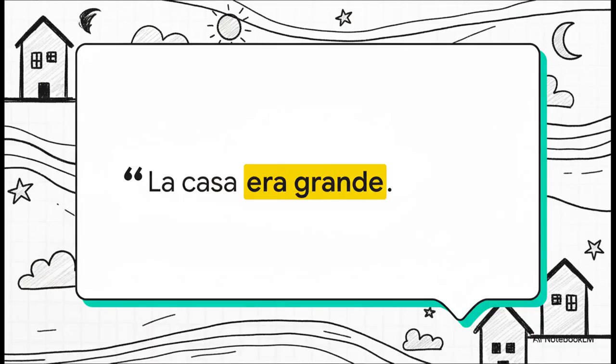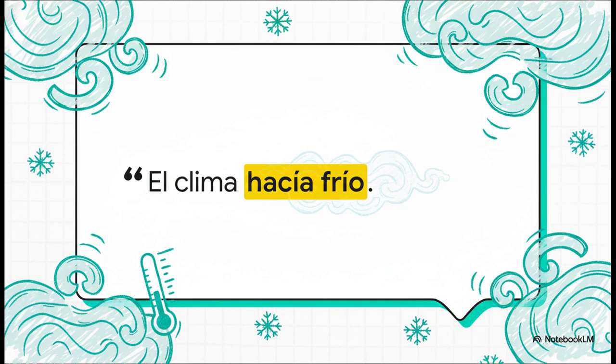Just look at this example. La casa era grande. See, this isn't an action that started and stopped. It's a description. For the whole time you're talking about, the house was big. It's the essential background info your listener needs. And it's the exact same idea with el clima hacía frío. We're not talking about an event. We're describing the general vibe, the conditions that were just there while other stuff was going down. This is the context that makes the whole story feel real.